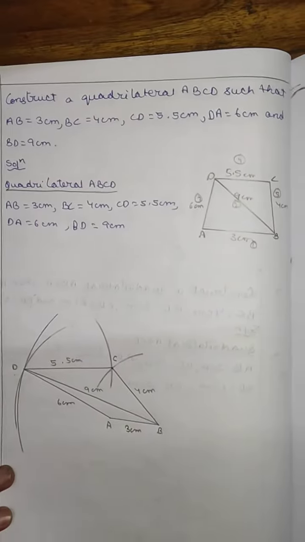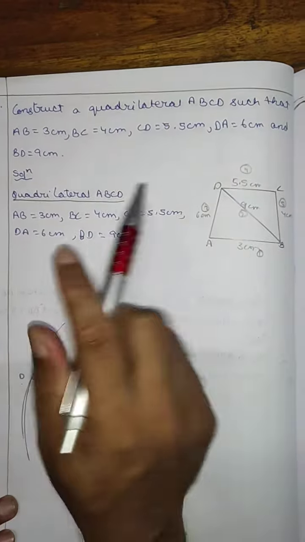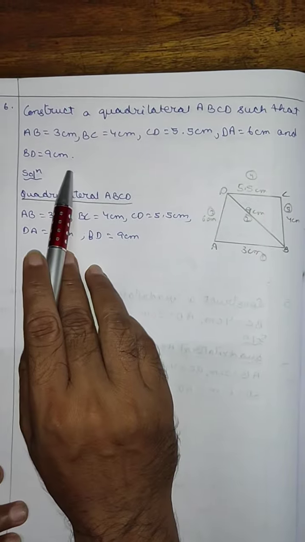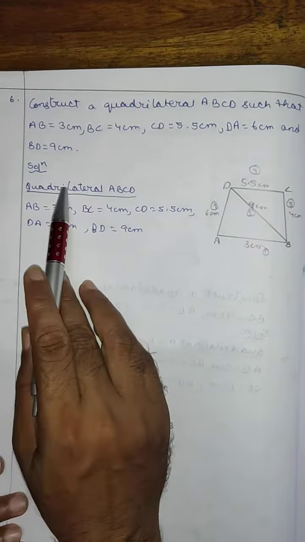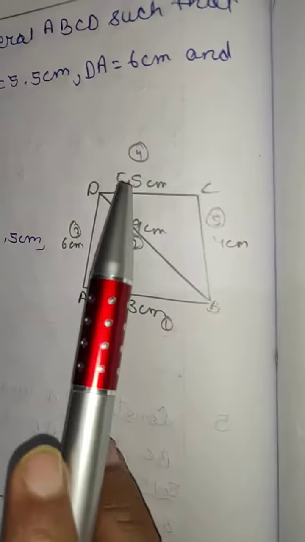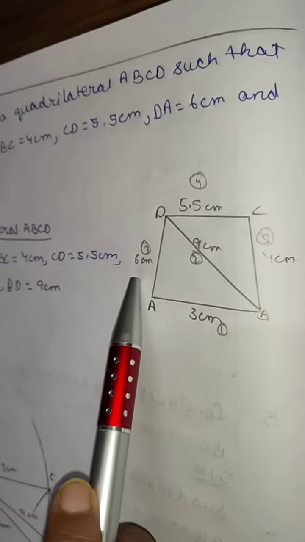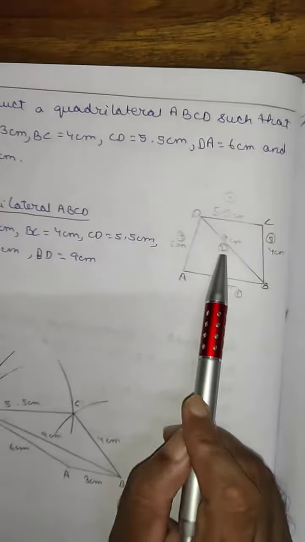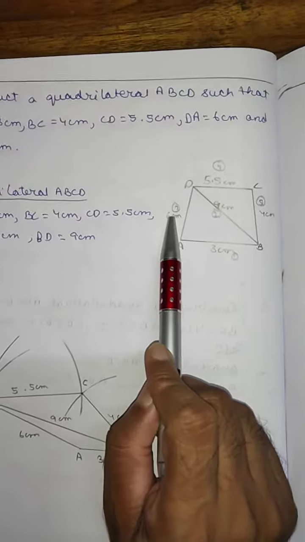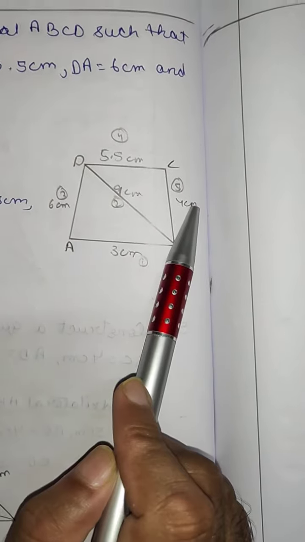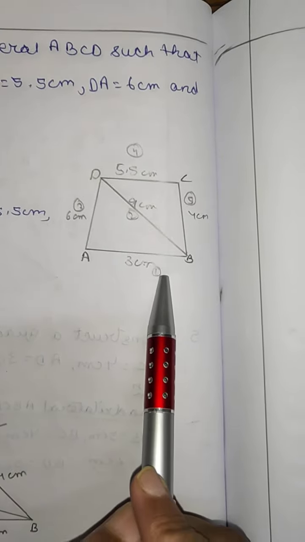Now last question from first exercise. Construct a quadrilateral ABCD where AB is given 3 cm, BC 4, CD 5.5, DA 6 and BD 9. In your answer, take this measurement first. Draw the rough sketch. AB 3 cm, BC 4, CD 5.5, this is 6 and BD is 9. So this will be your first step. This is second step. This is third step. You have to estimate in your rough. This is fourth step and fifth step. Now according to this marking, I will move.